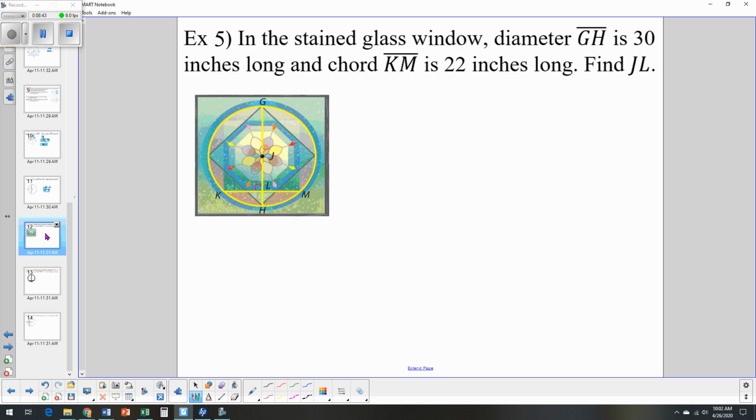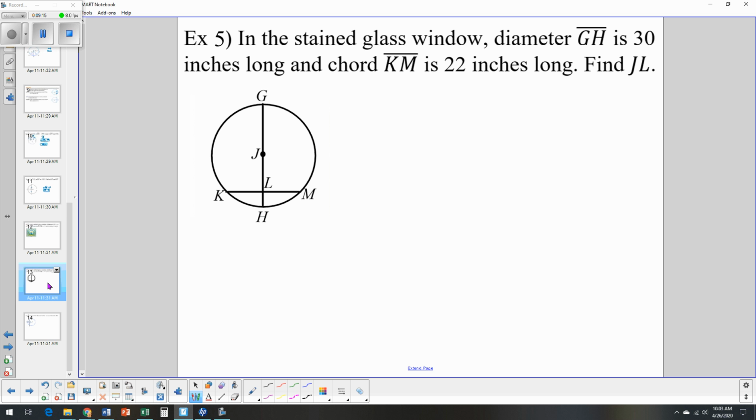The last problem type that we're going to do is the trickiest because it does require us to add some stuff to the picture that wasn't there. So for example 5, in the stained glass window, diameter GH is 30 inches long and chord KM is 22 inches long. We want to find JL. And if you notice, JL is just this little piece right here. It's sometimes easier to redraw the picture without all the extra stuff, right? We have the stained glass here. It's a little confusing. So I'm going to go ahead and look at it without that. All right, I'm going to add the little right angle symbol that was there.